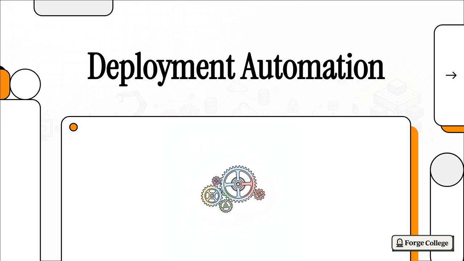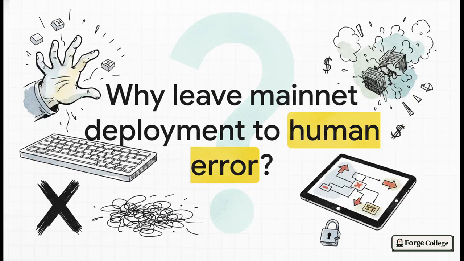If you've ever felt your heart rate spike just before deploying a smart contract to mainnet, well, you are in exactly the right place. Because let's be brutally honest for a second. Manual deployments? They are terrifying. Why on earth would we leave millions of dollars in smart contracts up to simple human error?